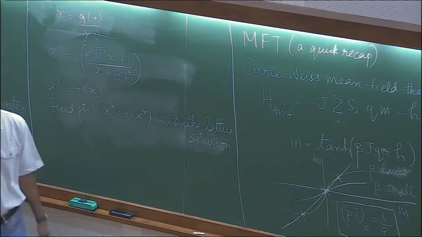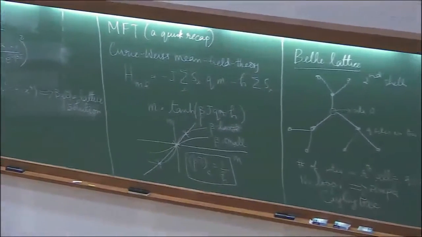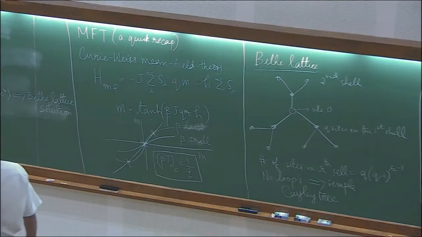So x prime is the ratio at the n plus 1th shell. If I take this ratio here, g plus by g minus, there is a primed variable and an unprimed one. The primed one I'm calling x prime, and g plus by g minus I'm calling x. And I'm saying the ratio doesn't diverge. So if you iterate for long enough, it converges to some fixed point. x could be a value between 0 and infinity. It will converge.